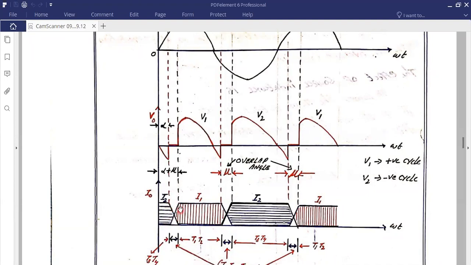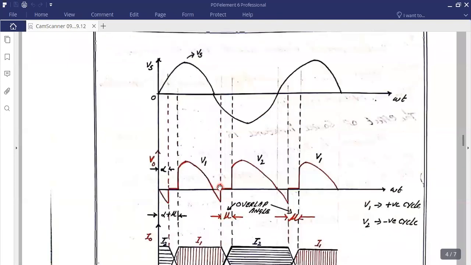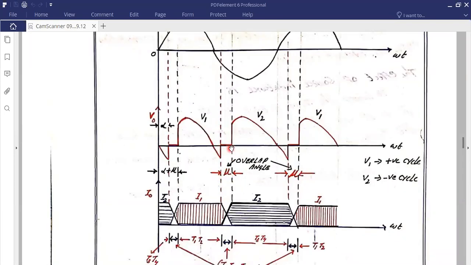So in this particular span of conduction, the overlap is going to happen in the current, and all the devices are going to be in conduction. This particular span of overlap is considered to be the overlap angle mu. In this span, the overlap angle mu is going to provide zero voltage, as the source is going to be short circuited. The voltage prevailing across the load is going to be zero.